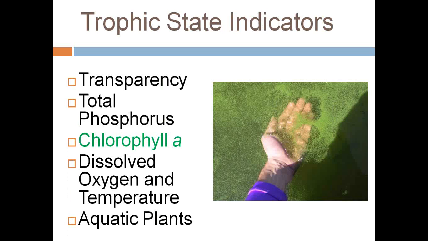So we're moving on to the third parameter on this trophic state indicators list, chlorophyll A. Chlorophyll A is probably the most direct measurement of the amount of food in your lake, because this is really the algae. That's the base of the food chain.